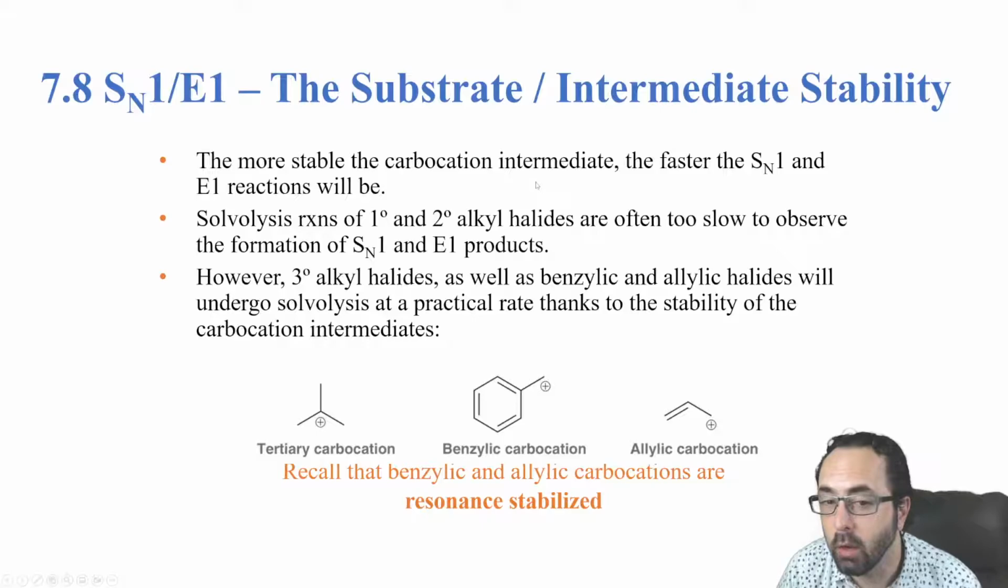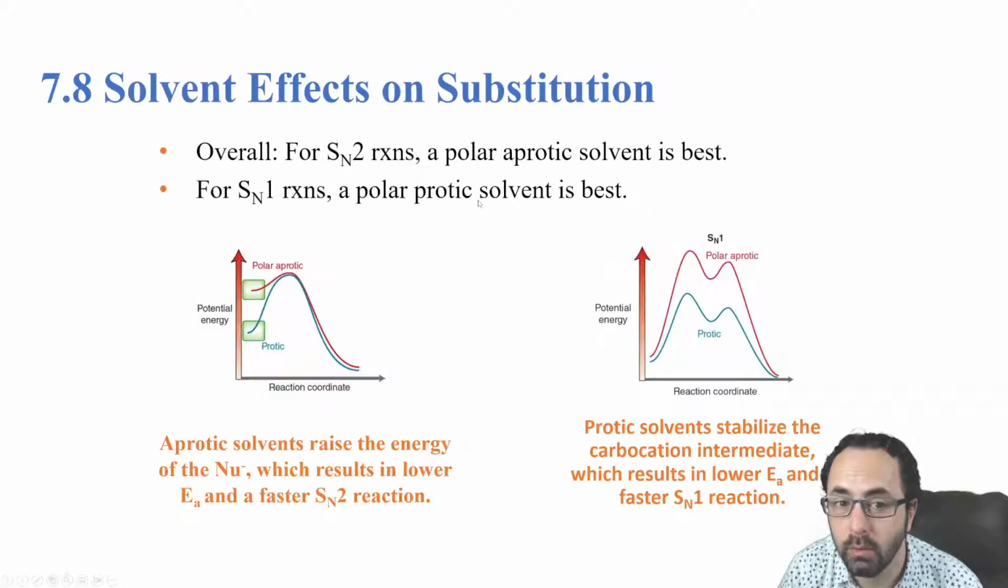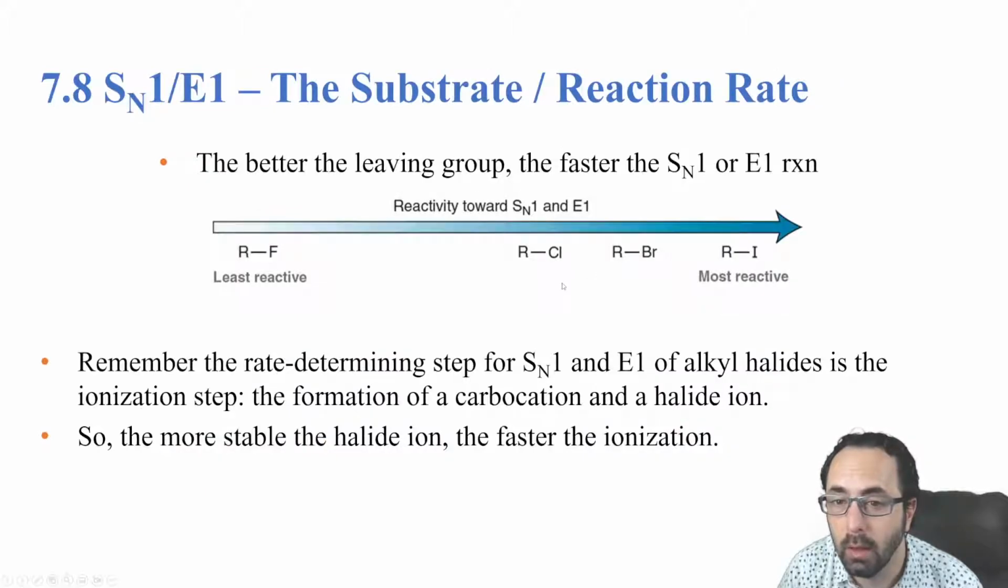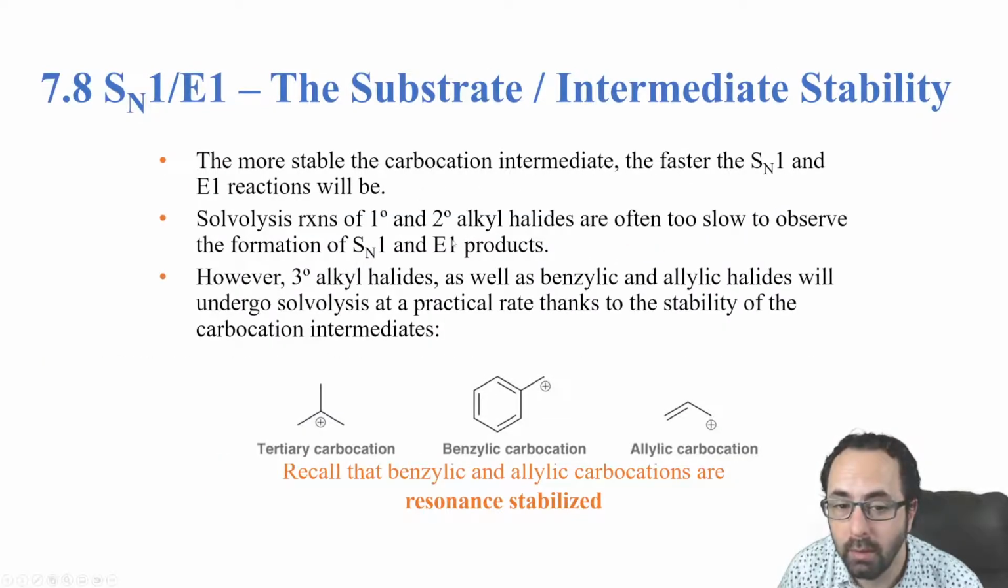Also, the more stable the carbocation intermediate, the faster the SN1. So we've talked about solvent, talked about leaving group. Now we're talking about the substrate. In terms of the substrate, we want the substrate to result in a tertiary carbocation intermediate, or benzylic, that's even more stable due to the resonance, or allylic, so also stabilized due to resonance. Rather, the tertiary is the most stable.